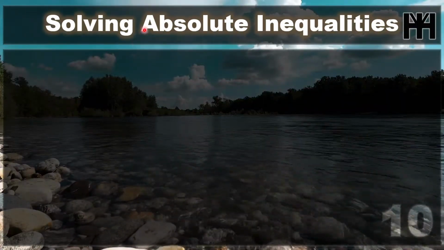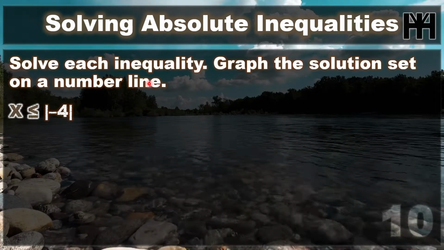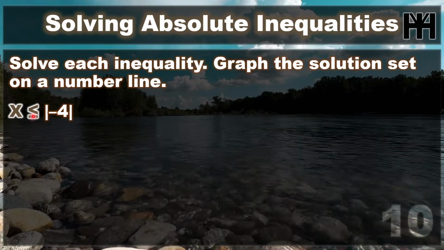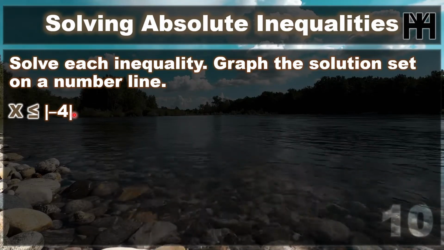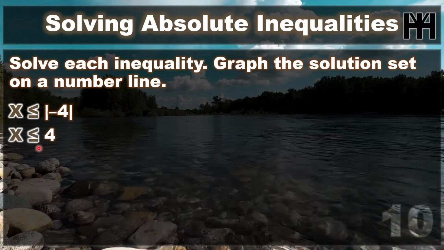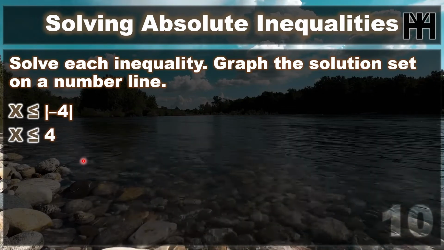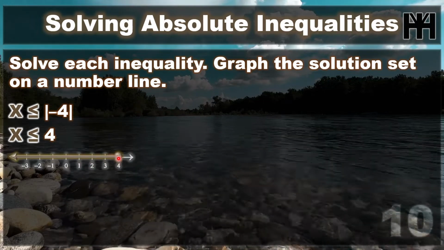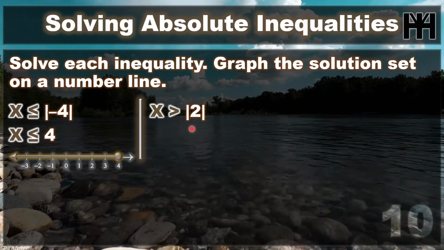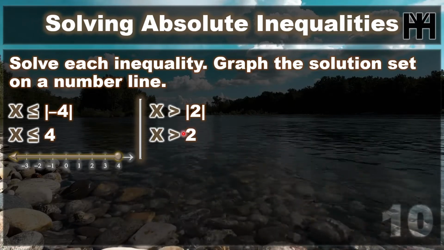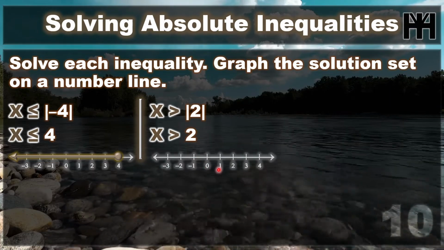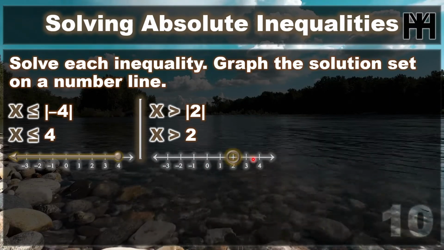Okay, now we will solve absolute inequalities. Okay, let's say we have the absolute value of x smaller than or equal negative 4. So remember the absolute value will remove the negative, so x is smaller than or equal 4. So start here from the 4, then we will go to the left. Okay, let's say x is greater than the absolute value of 2, so it's only x greater than 2. Then let's represent that in the number line. We'll start from 2 and go to the right.